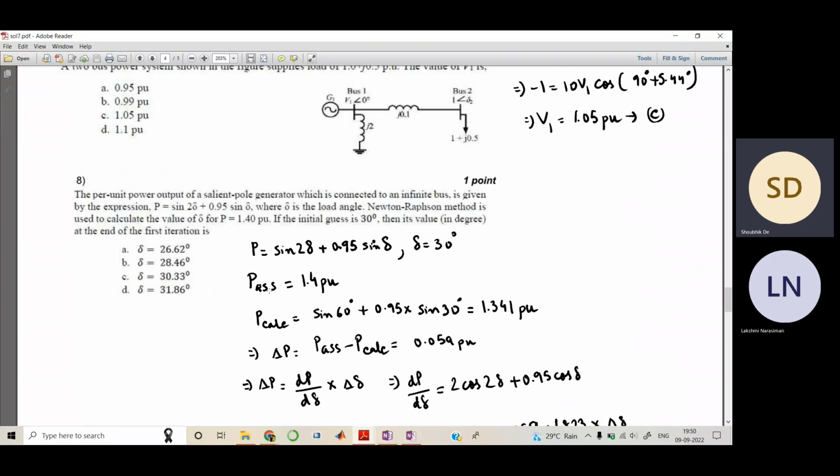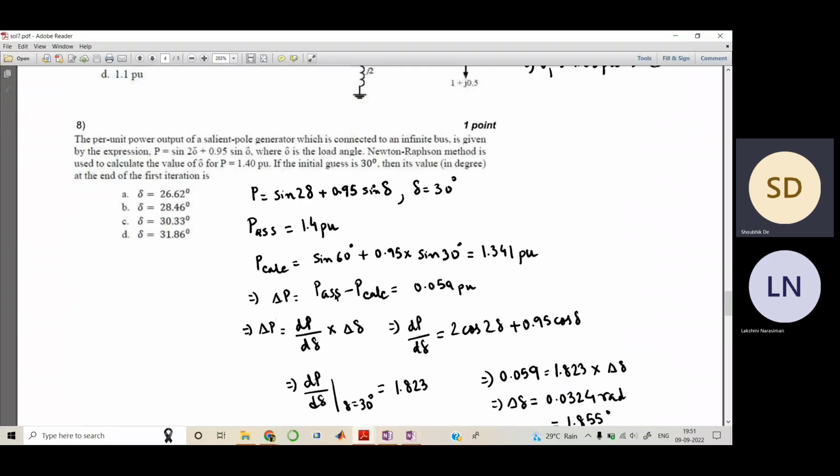Here they have told us P equals 1.40, and this becomes your P assumption, which is 1.4 per unit. Your P calculated becomes this. For the value of delta, which is 30 degrees, it comes out to be 1.341. Now your correction factor delta P becomes the difference, 0.059 per unit, and the convention is always assumption minus calculation.